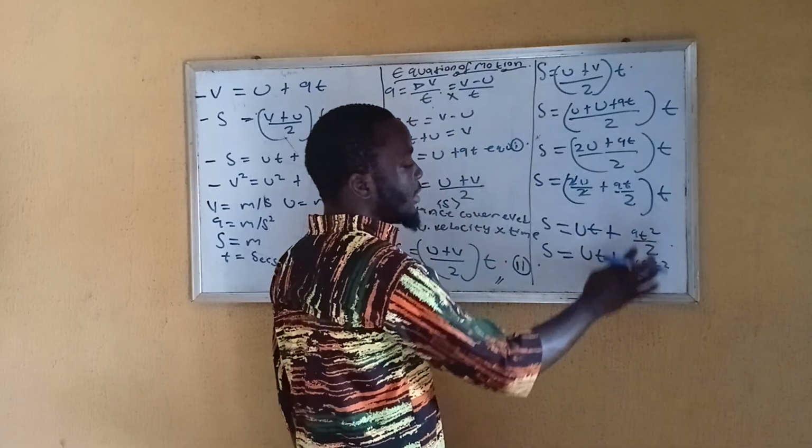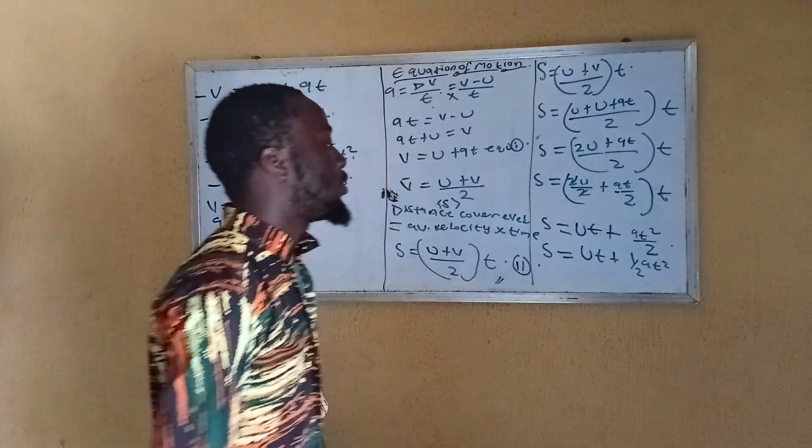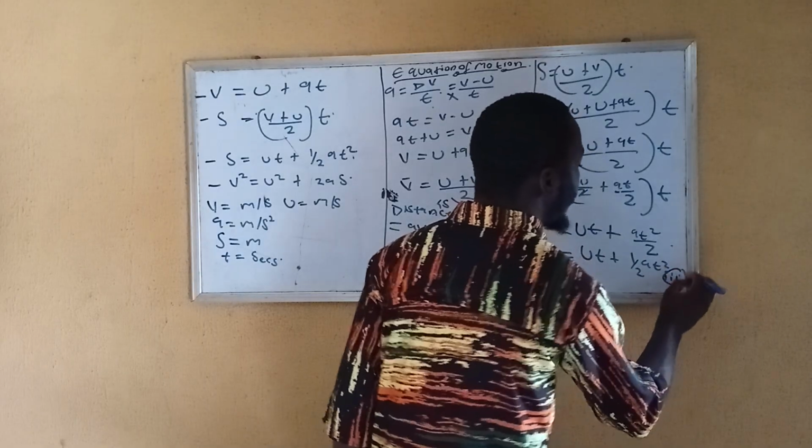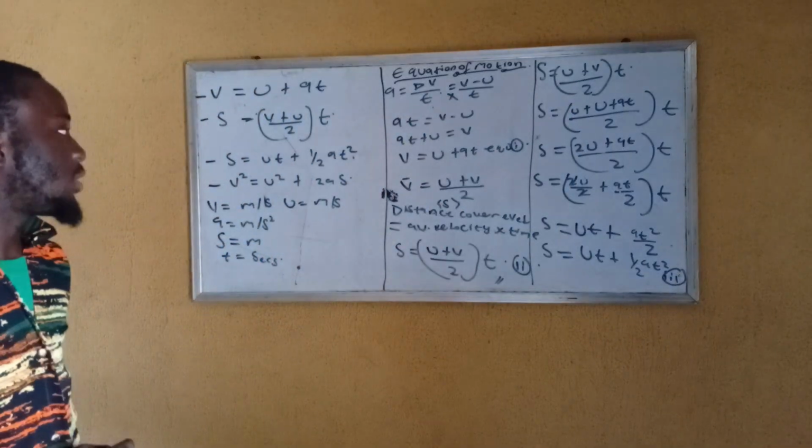You know that this is still the same as this. 1 times at squared is still at squared. So the third equation of motion is derived.